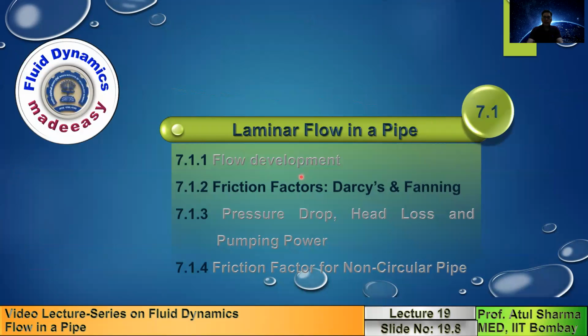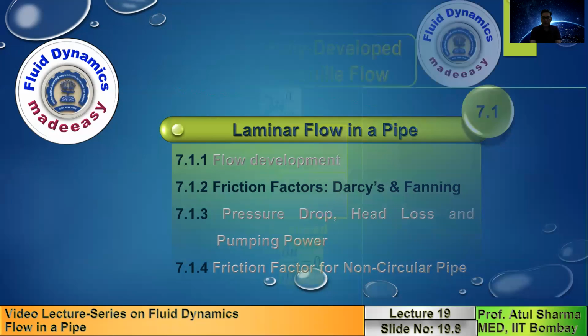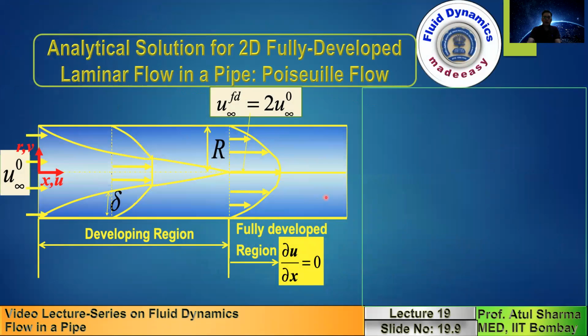I'll discuss the friction factor, which is the engineering parameter commonly used for flow in a pipe, which corresponds to the non-dimensional pressure drop, non-dimensional pressure gradient and non-dimensional wall shear stress. In the previous topic on the analytical solution for 2D fully developed flow in a pipe, I presented the derivation, but for this topic I am presenting it briefly in this slide.